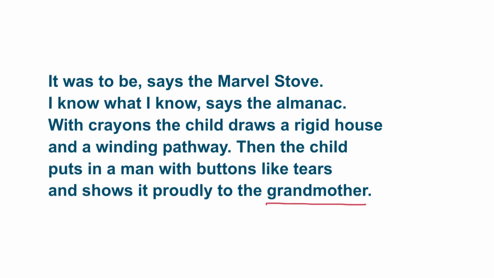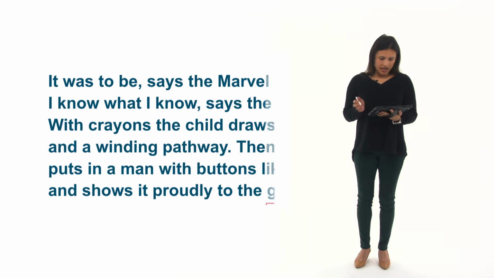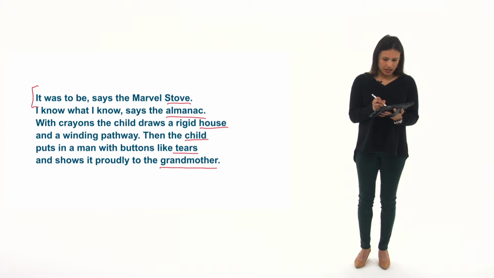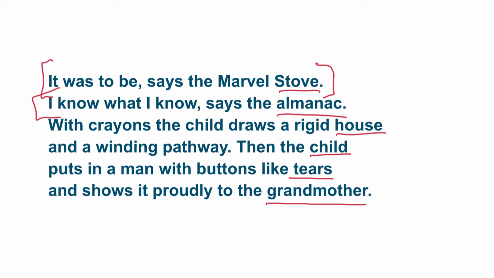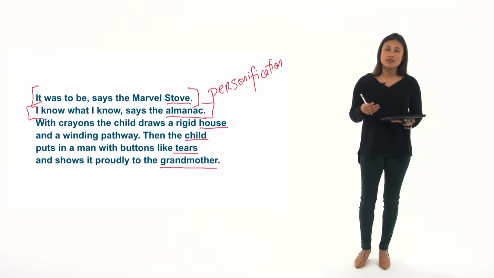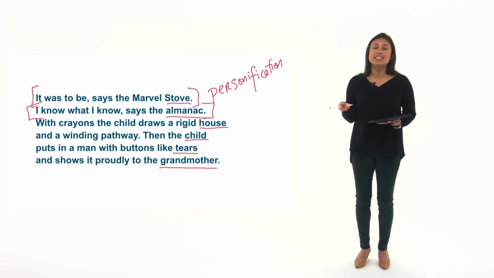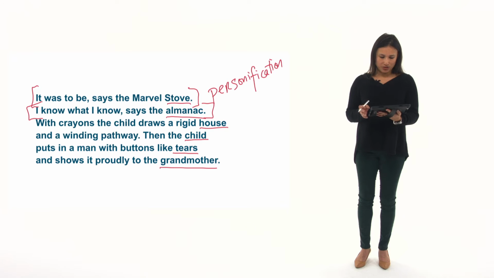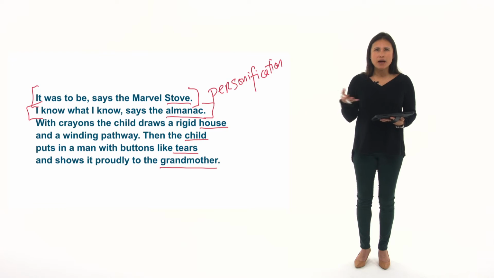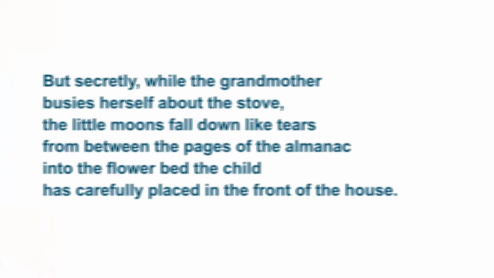Now, I want to point out a couple of things here. Always, the last words are still at the end of the line. However, in this line, "It was to be, says the marvel stove," and "I know what I know, says the almanac," are examples of personification, where we attribute human qualities to inanimate objects. Specifically here, not animals, but a stove and an almanac is speaking. So that's an example of personification. And more directly to the theme, now we see the objects in the house have a power that the grandmother doesn't. Let's see how this poem ends.